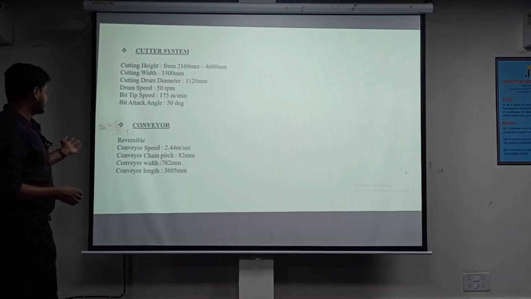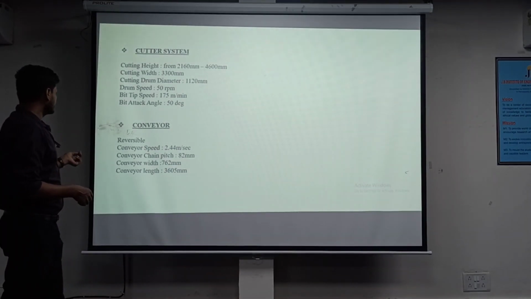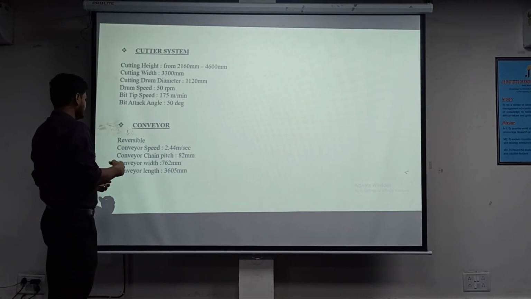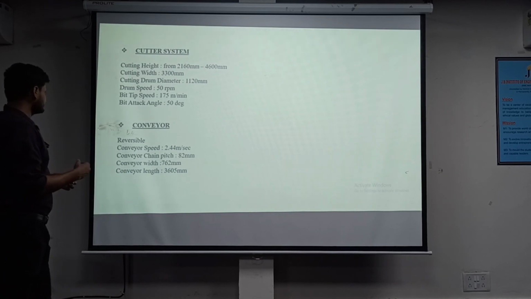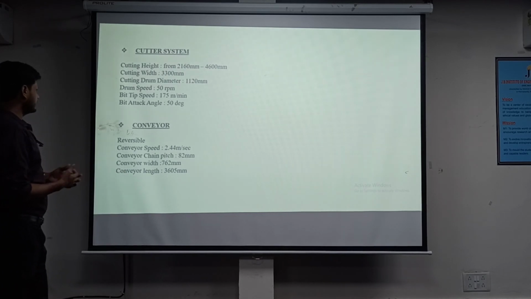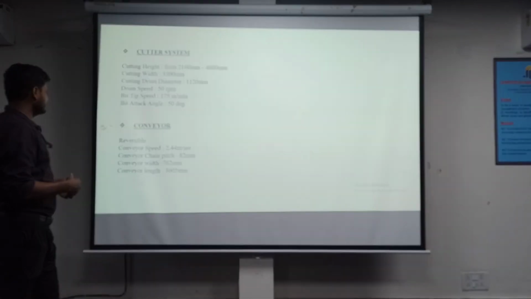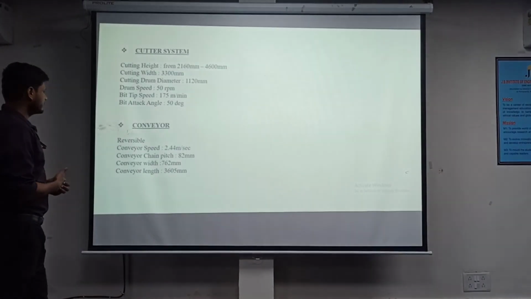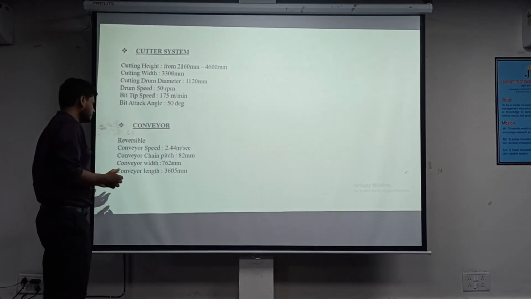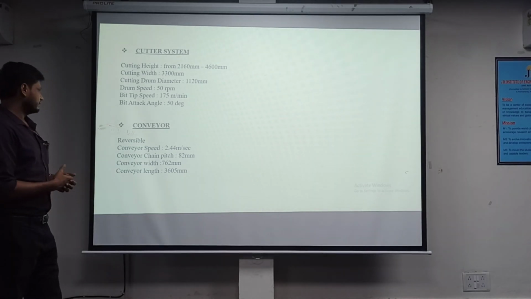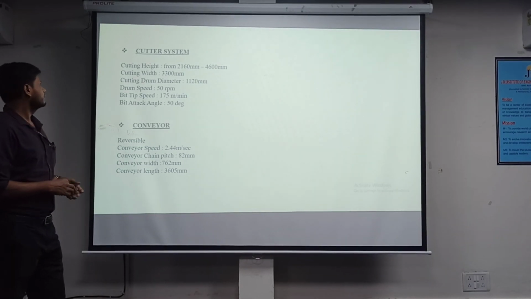Now the conveyor specification. Conveyor speed is approximately 2.5 millimeter per second. Conveyor chain width is approximately 82 millimeter, and conveyor width we can see here is approximately 7 meter.